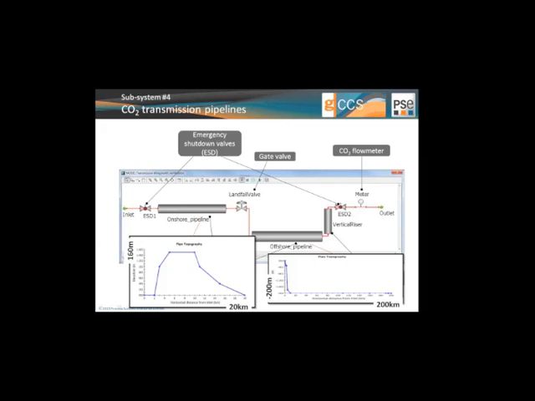There are also some other elements included, like CO2 flow meters, and you can include any bends, T's, and Y junctions that might be along the pipeline as point pressure drops.